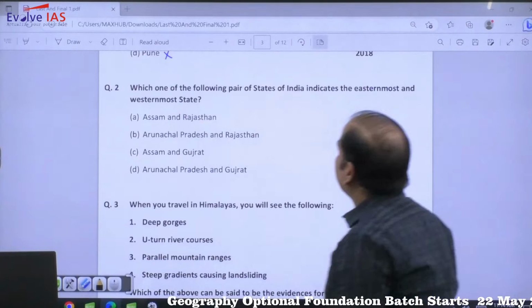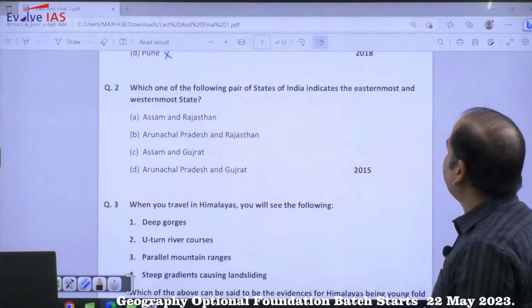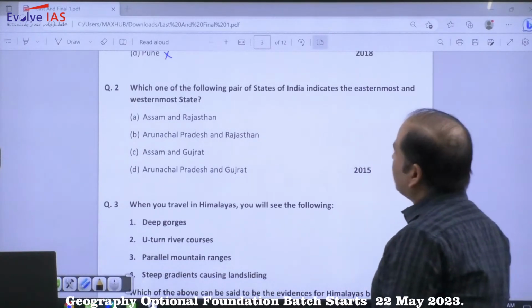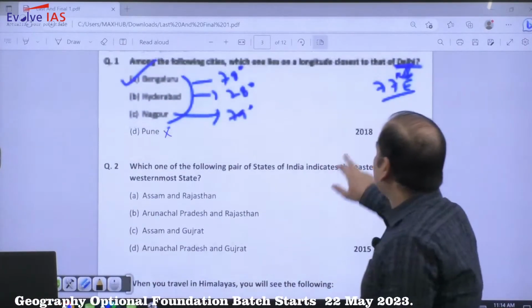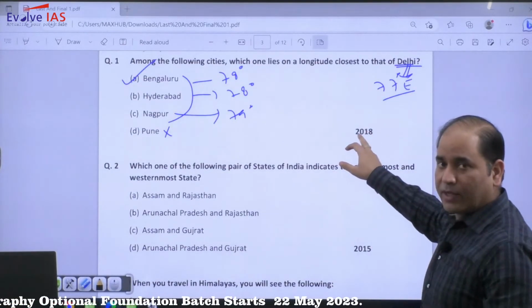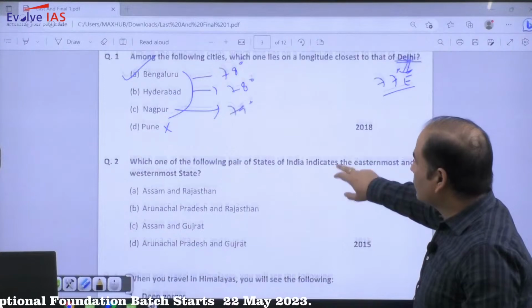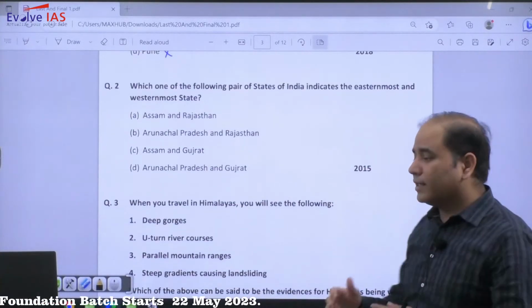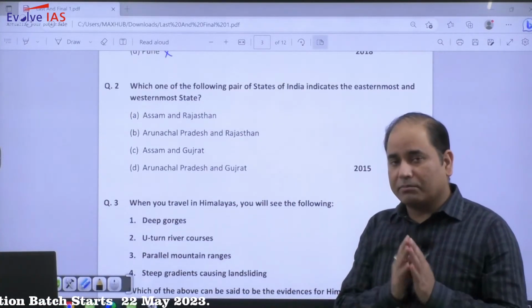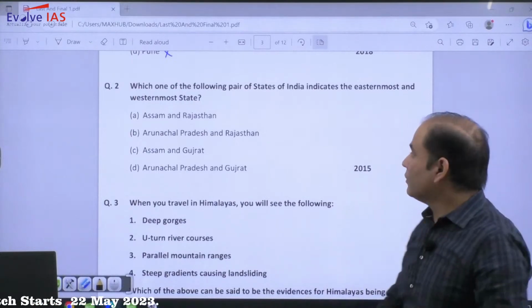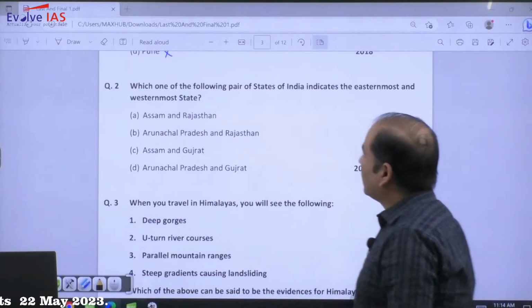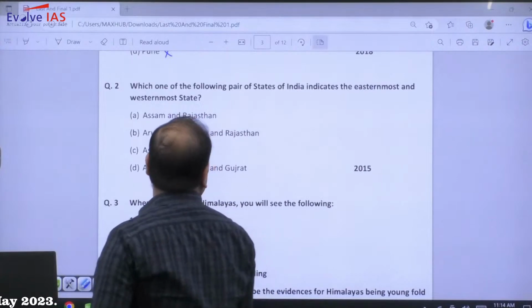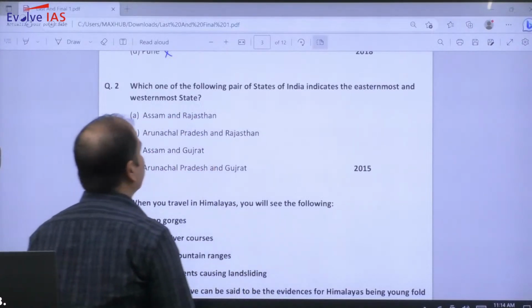Which one of the following pair of states of India indicates the easternmost and westernmost? So this question was asked in 2018. तो ऐसा नहीं कि पहली बार आया था. Almost regularly they were asking the question and they were giving you the hint that in which way you need to prepare. 2015 में क्वेश्चन पूछा गया था. Which one of the following pair of states of India indicate the easternmost and westernmost?